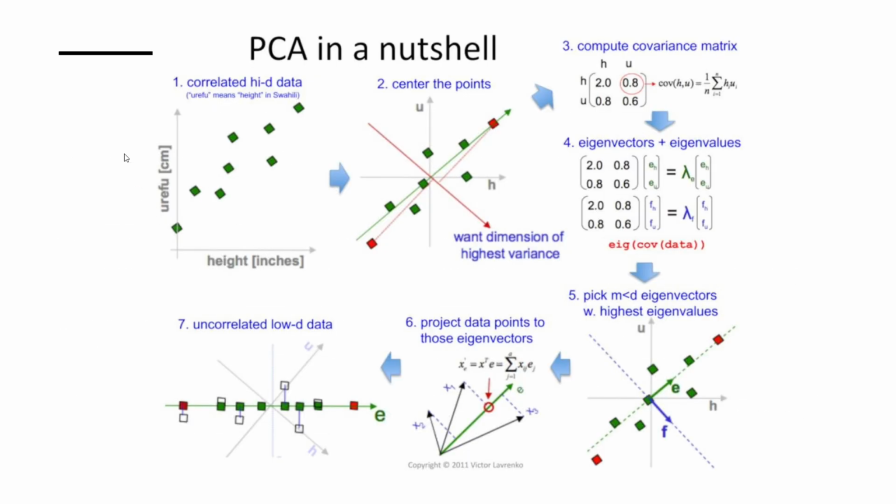This is a very simple visual for you to understand. You have a lot of data which is correlated, then you center the points, which means you have mean of 0 and standard deviation of 1. You compute the covariance matrix. Since it's a 2D data, you have a 2 cross 2 covariance matrix. Then you find the eigenvectors and the eigenvalues for that particular matrix.